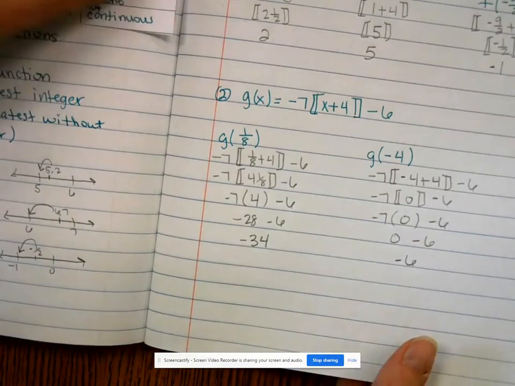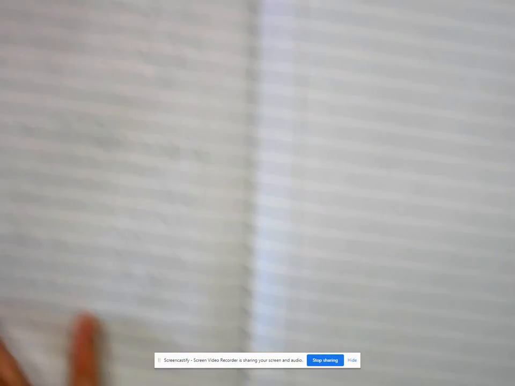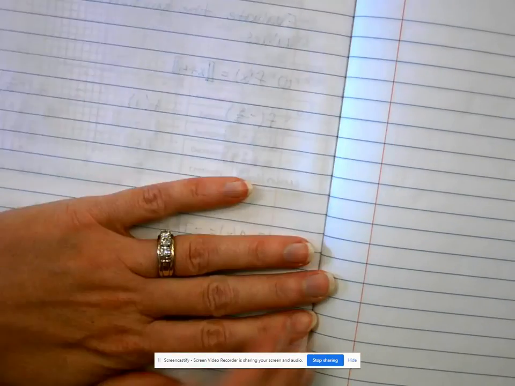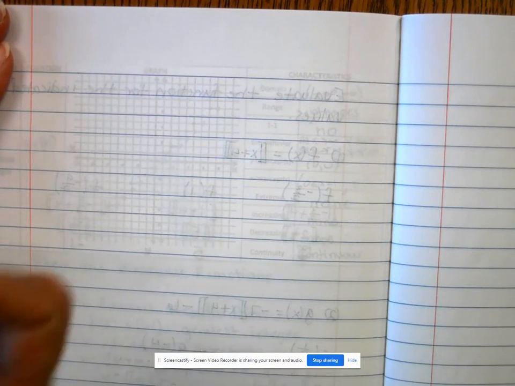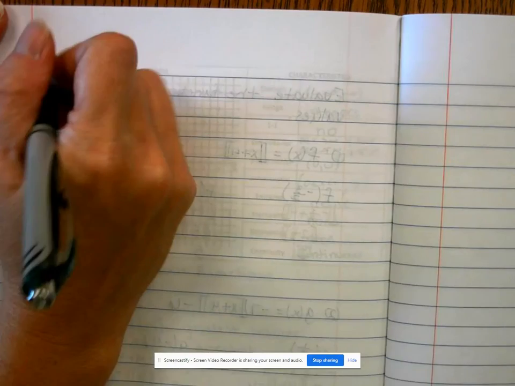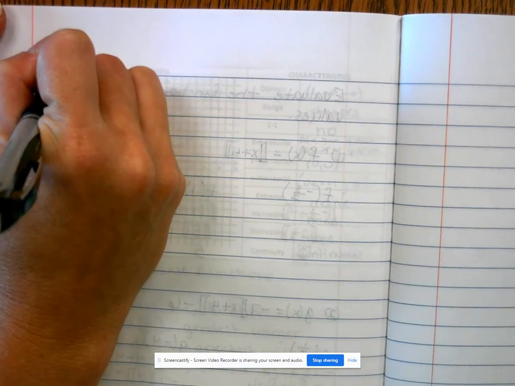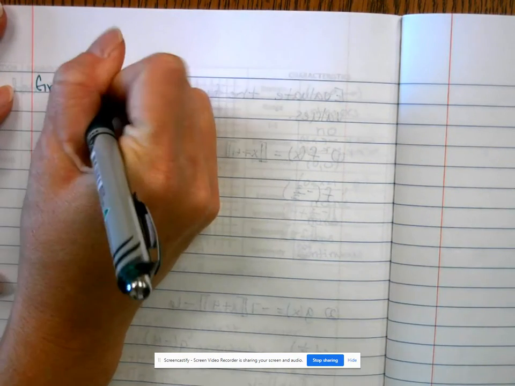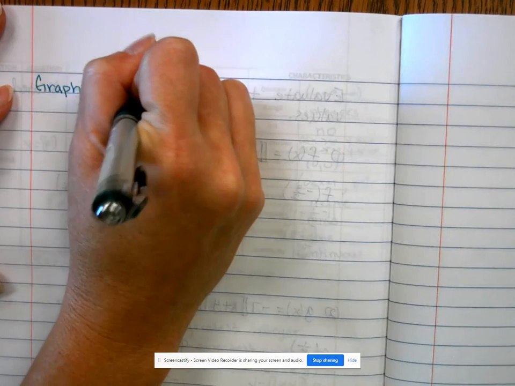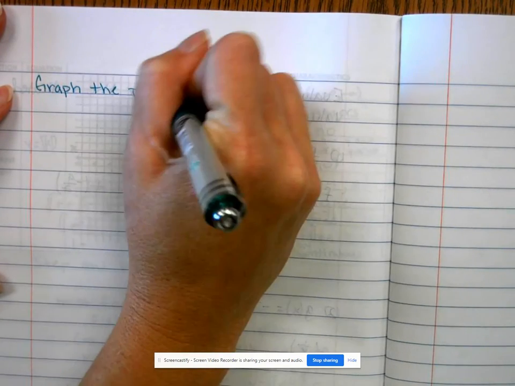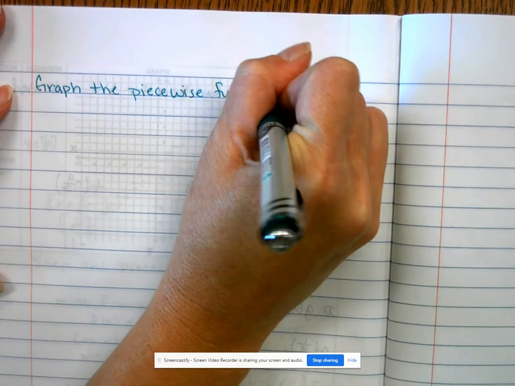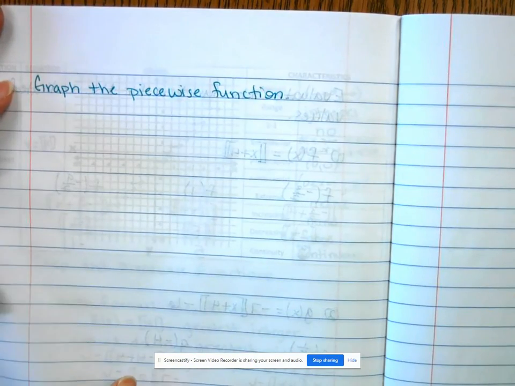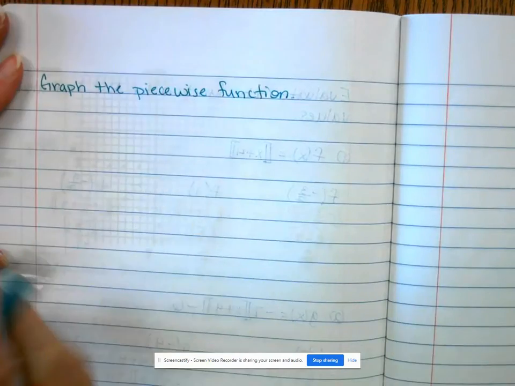All right, so remember we discussed the other day what a piecewise function is. You can look in section 1.4, I believe is where we did it, where we talked about what a piecewise function is. So today we are going to see if we can graph our piecewise function. All right, so that's what our directions say. Graph the piecewise function. I think we're on, what, example 3?